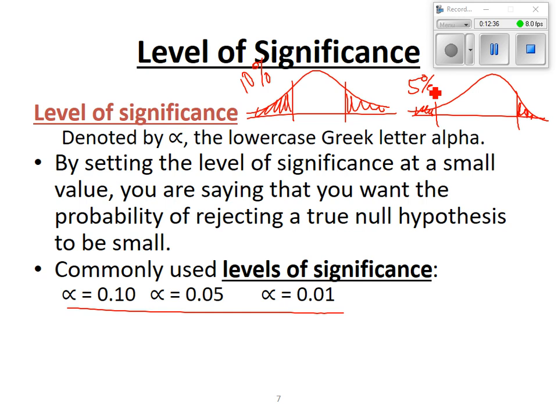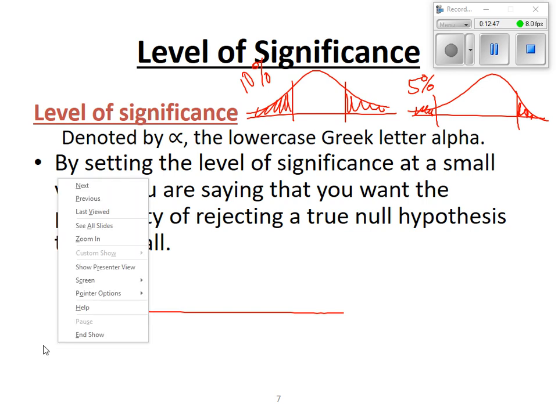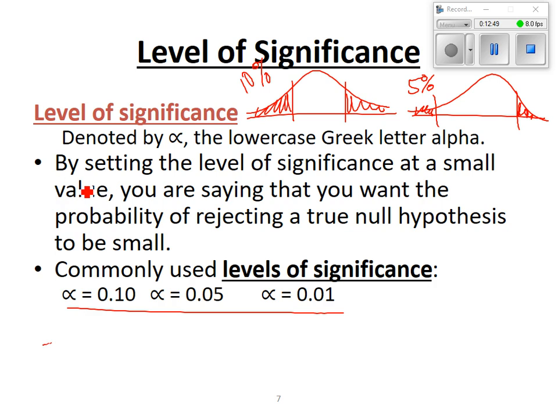So at 10%, there's a better chance that we're going to reject the null. At 5%, a smaller chance that we're going to reject it. And a 1% is an even smaller chance than that. So the smaller the level of significance, the less chance we're going to reject the null.